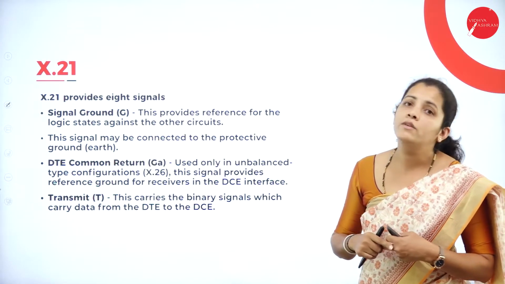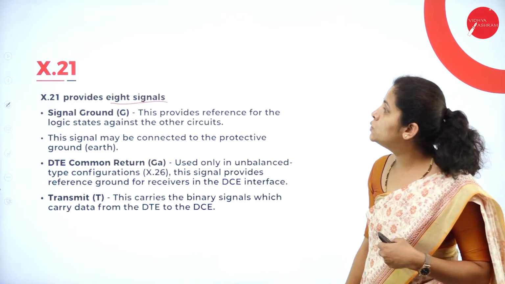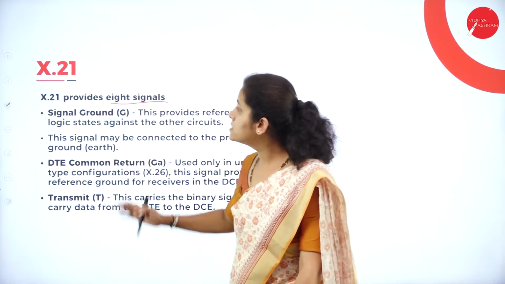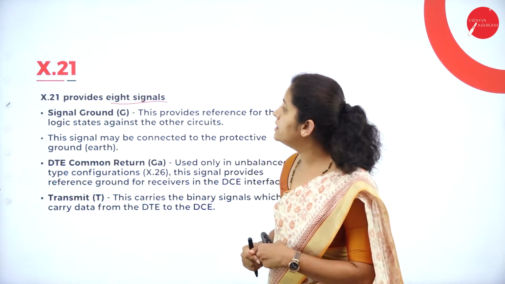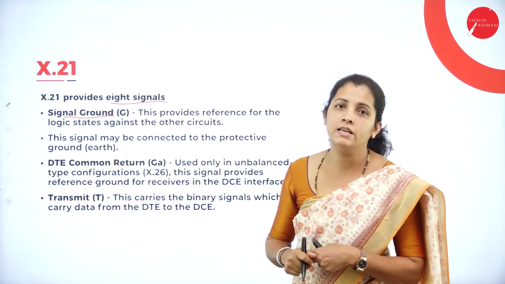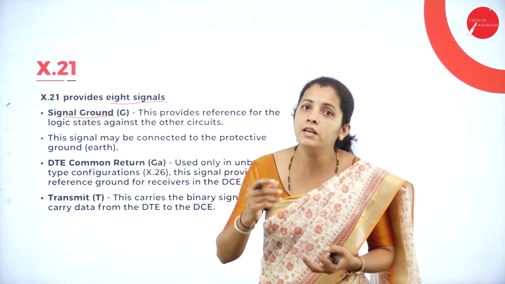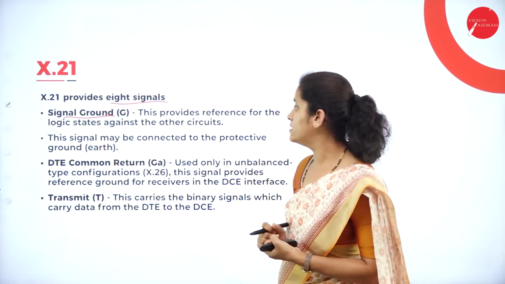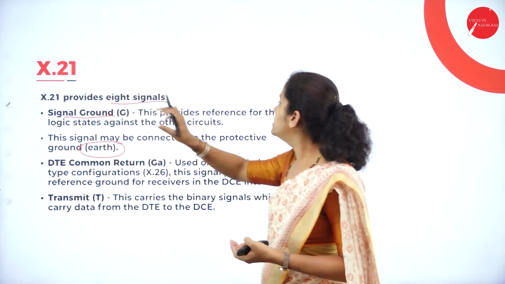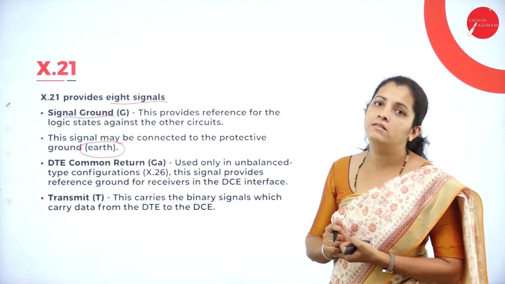Moving further, here we are going to get 8 different signals supported by X.21. In that, the first one is signal ground. So the name itself indicates that it is mainly used to provide a ground connection, that is earthing. So here the signal ground provides a reference for the logic state against other circuits.